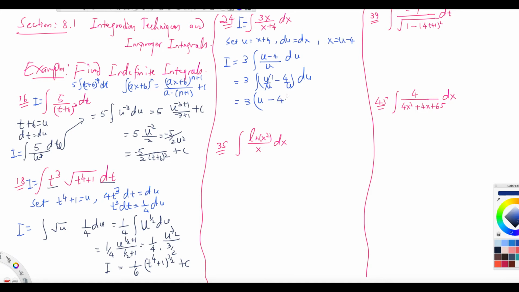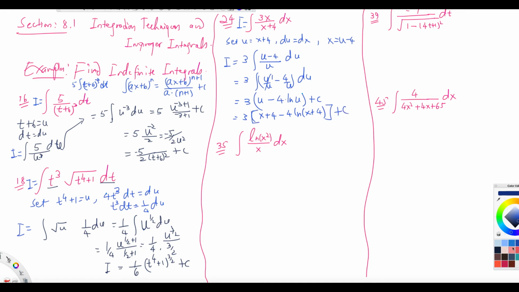So 3 u minus, what is the integral of 4 over u? It is 4 times natural log of u. You see that? And then that's all, and then plus c will be there, right? But what is u though? u will be 3 times x plus 4 minus 4 times ln x plus 4, and then let me write down a bracket, because this 3 is multiplied to each of those, plus c.